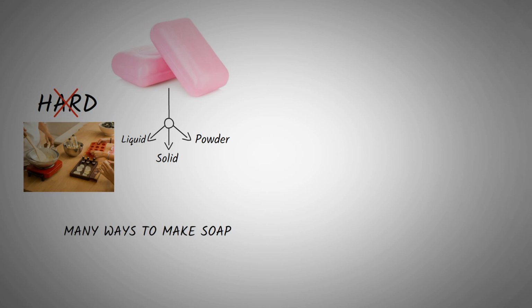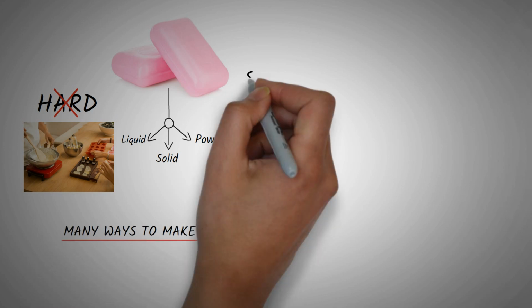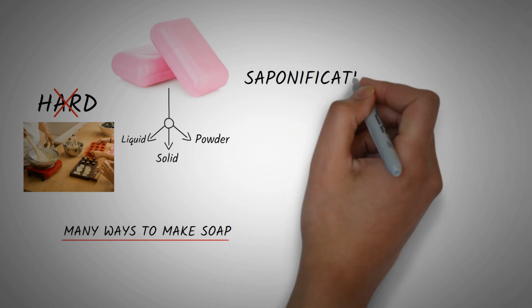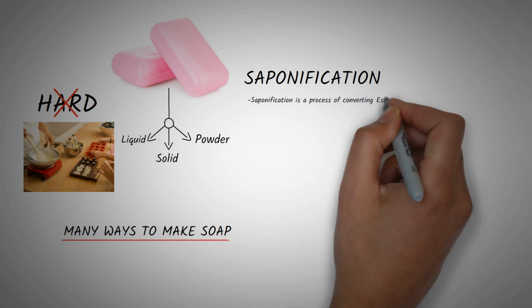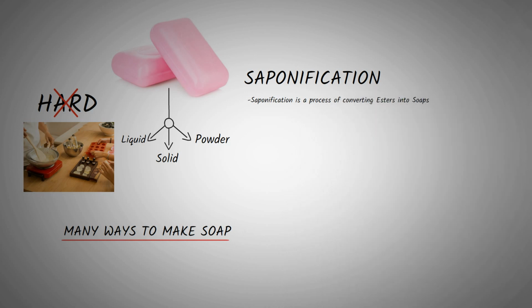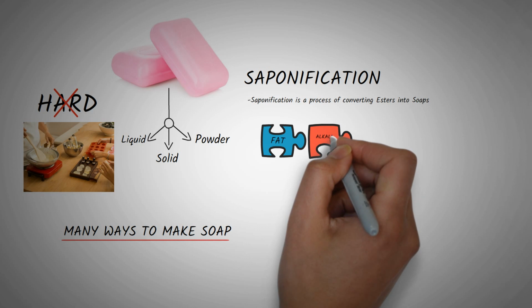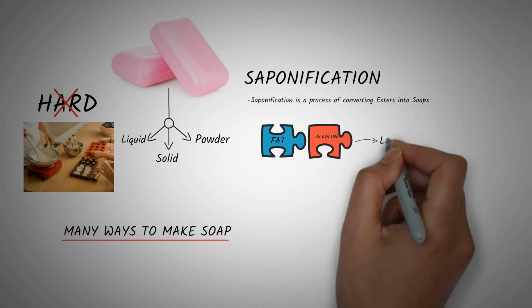Now let's get started. There are many ways how one can make soap, but the main mechanism used in all the ways of making soap is saponification. Saponification is a process of converting esters into soaps. In making soap, you need fat and an alkaline material. The alkaline material used is lye.